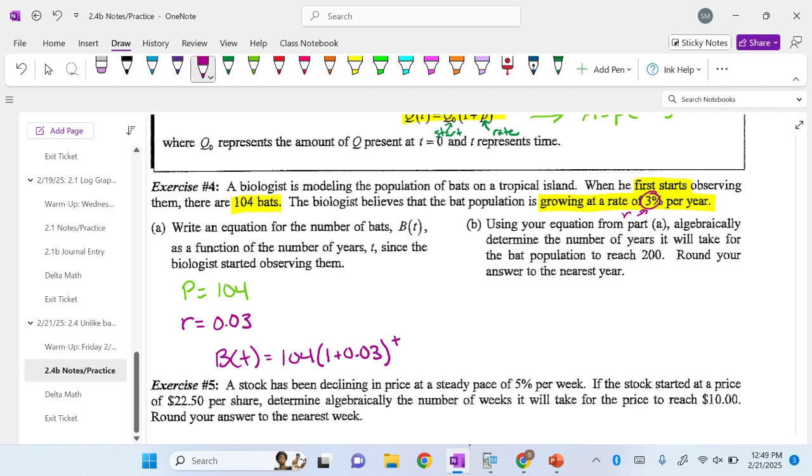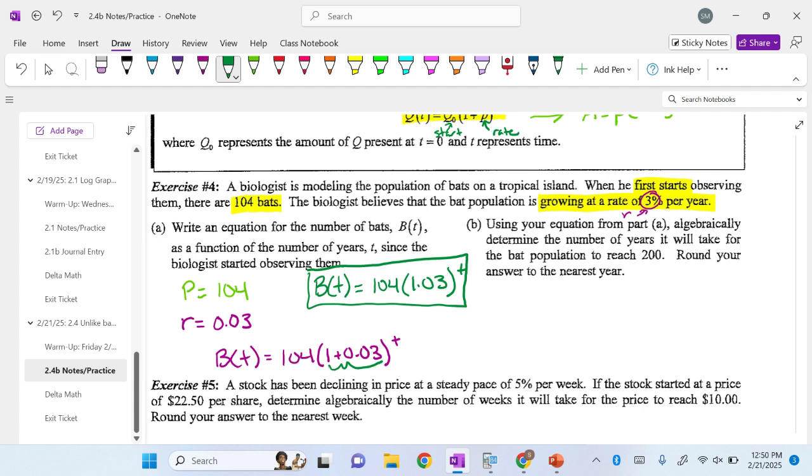Now, I'm not done yet with writing this equation because what else can I do? Where's one place that I can simplify? Right. We can do the 1 plus 0.03. If I add those together, that's a really easy addition. It's just 1.03. B of t is equal to 104 times 1.03 raised to the t. So most likely, we're going to be using that expression in some shape or form.